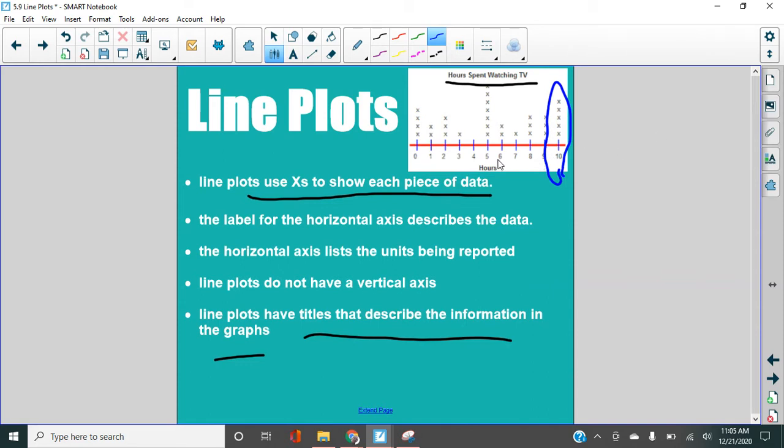What was the least watched TV? Careful. What is the least amount of TV that was watched? If you said 4, I know what you're thinking, but listen to the question again. What was the least amount of TV watched? Well, 4 hours would be a lot of TV. 0 hours would be the least. So this is called the minimum. The maximum and the minimum. The most and the least.